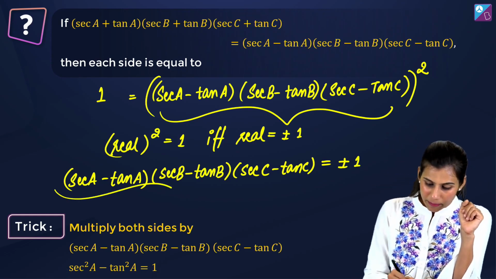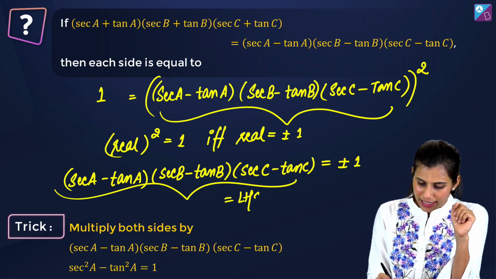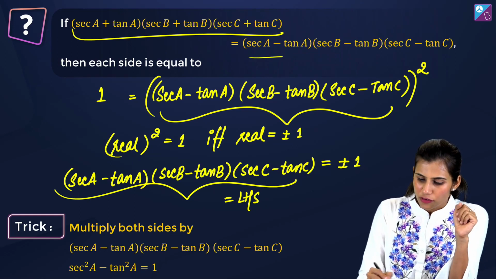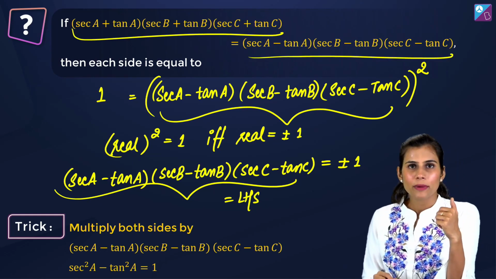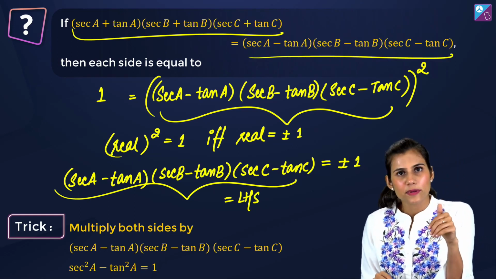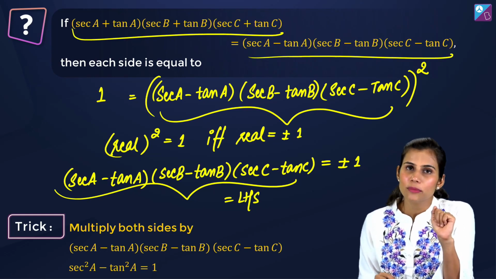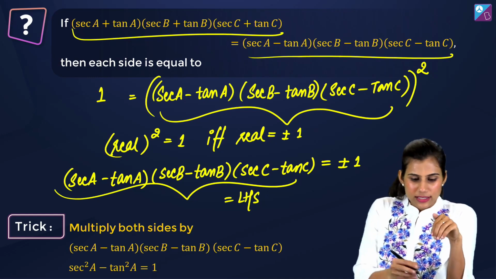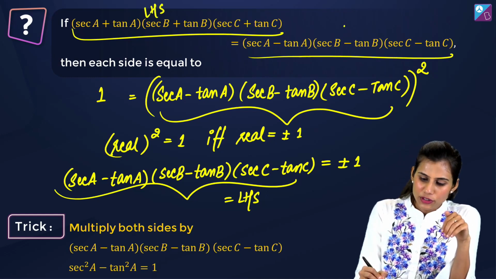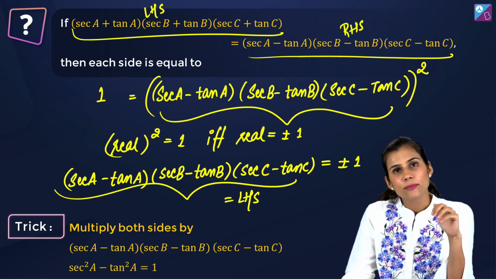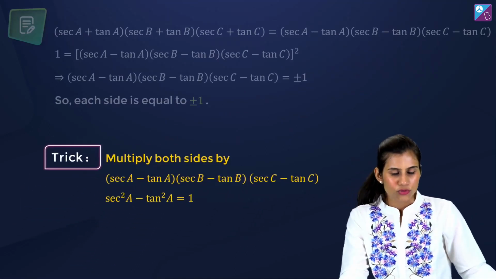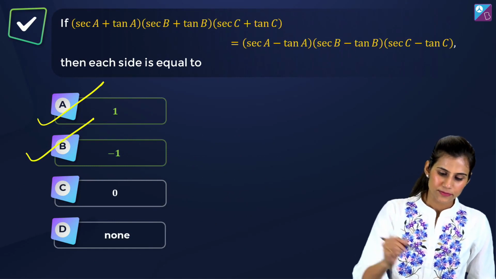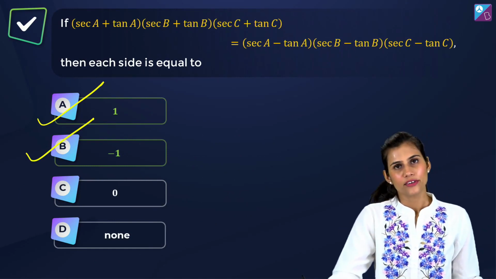Right? But this complete expression is equal to the left hand side expression given in the question, which is this. So the value of the right hand side is coming out to be either plus 1 or minus 1, and it is equal to the left hand side expression. Even that will have value plus 1 or minus 1. So if the given LHS is equal to the given RHS, then both of them will be equal to either 1 each or minus 1 each. That's why A and B both are correct.